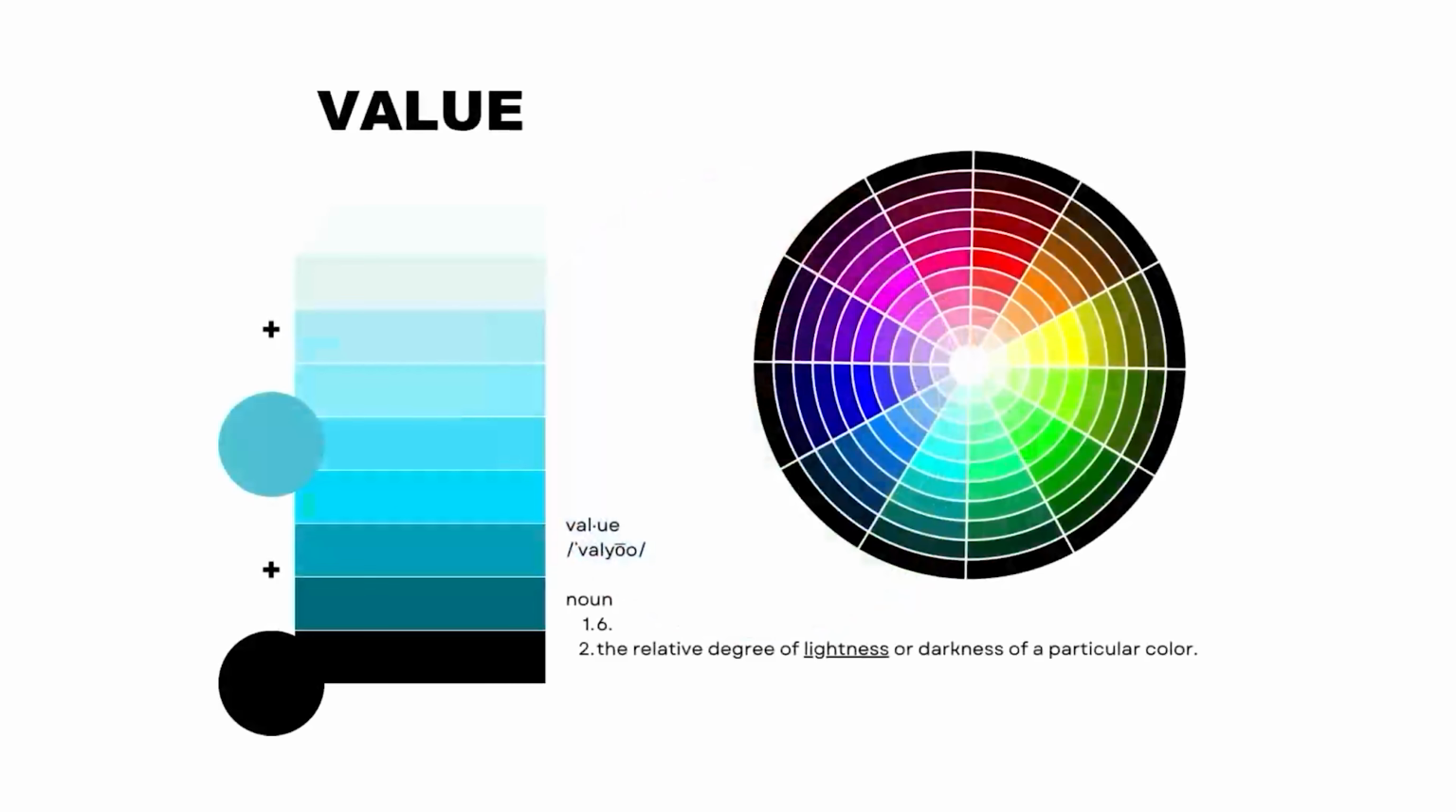Okay, so now value is the lightness or darkness of a color. And you can think of it as how close the color is to being either white or black. So if your color is very, very light, it would be a high value. And if it's very, very dark in color, close to black, it would be a dark value. So to lighten the value of a color, you add white, and to darken the value of a color, add black.